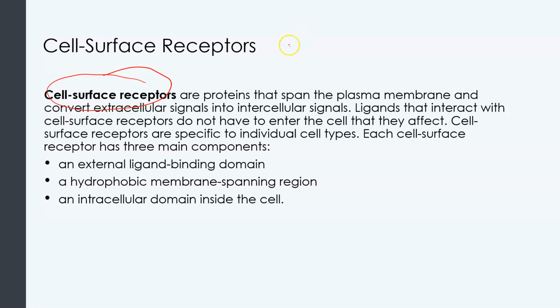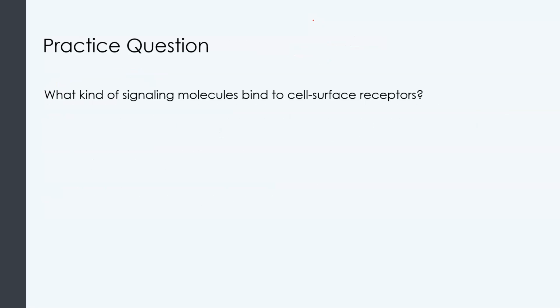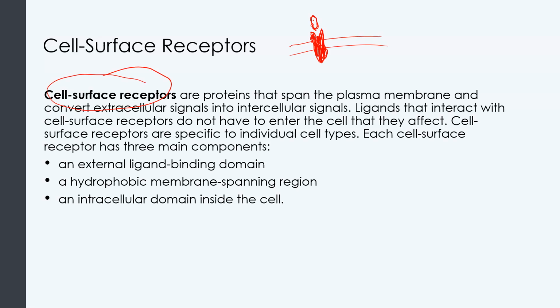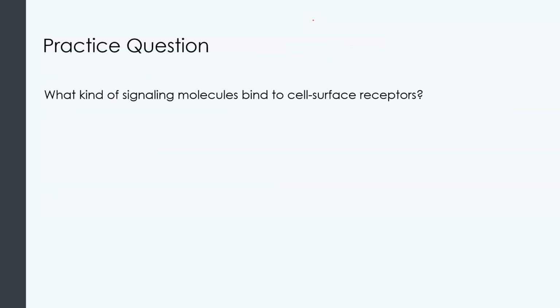In other words, if this is your plasma membrane, it's a transmembrane protein. So your cell surface receptor might look something like this. And then your ligand might look something like this. And that's where it would bind into the cell surface receptor. What kind of signaling molecules bind to cell surface receptors? Well, it's ligands.